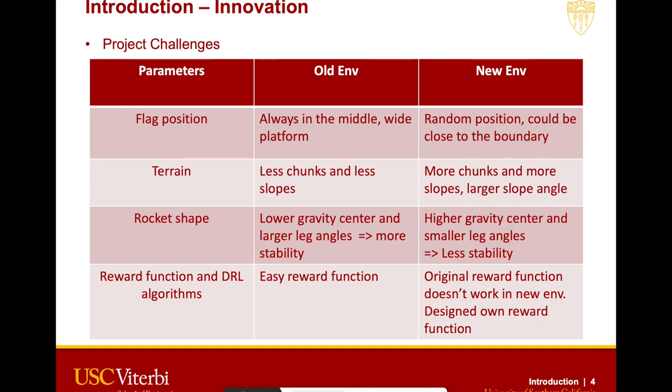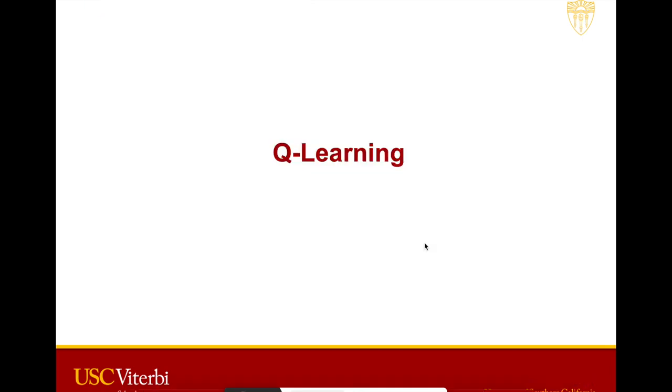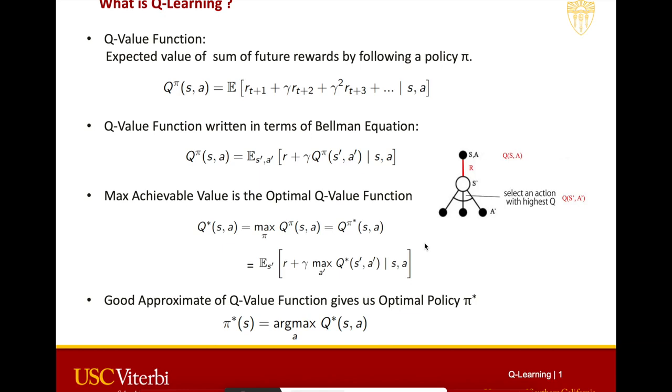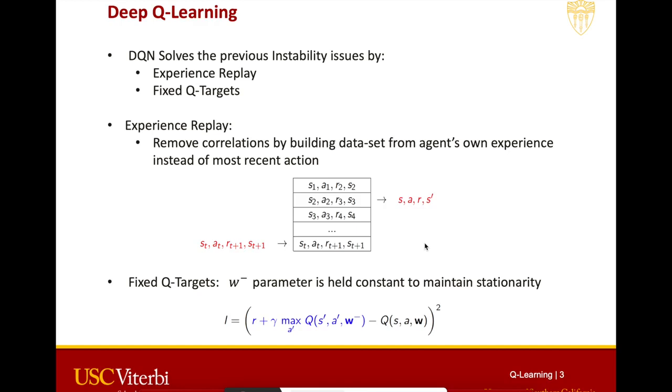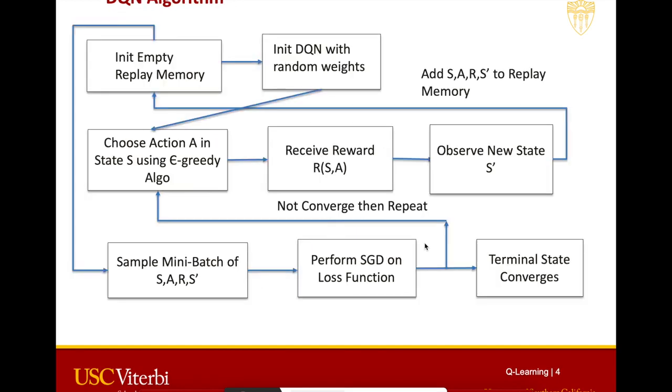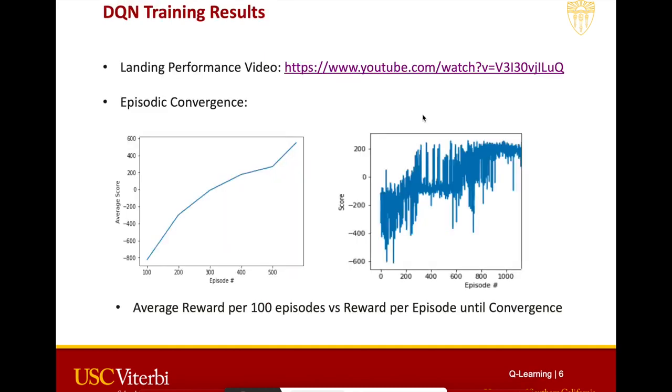The rocket ship also makes it more difficult because it has a high center of gravity and small leg angles, which makes it less stable. All the things we have done are to try to make the task different and more difficult, so that we have to improve our algorithms and dive into reinforcement learning more. That's our goal. The algorithm we implemented on the new environment was the DQN. The following slides contain a lot of information about the Q-learning algorithm and all the subtleties of it. I'll skip this and go directly to the results to show you what we have actually got.